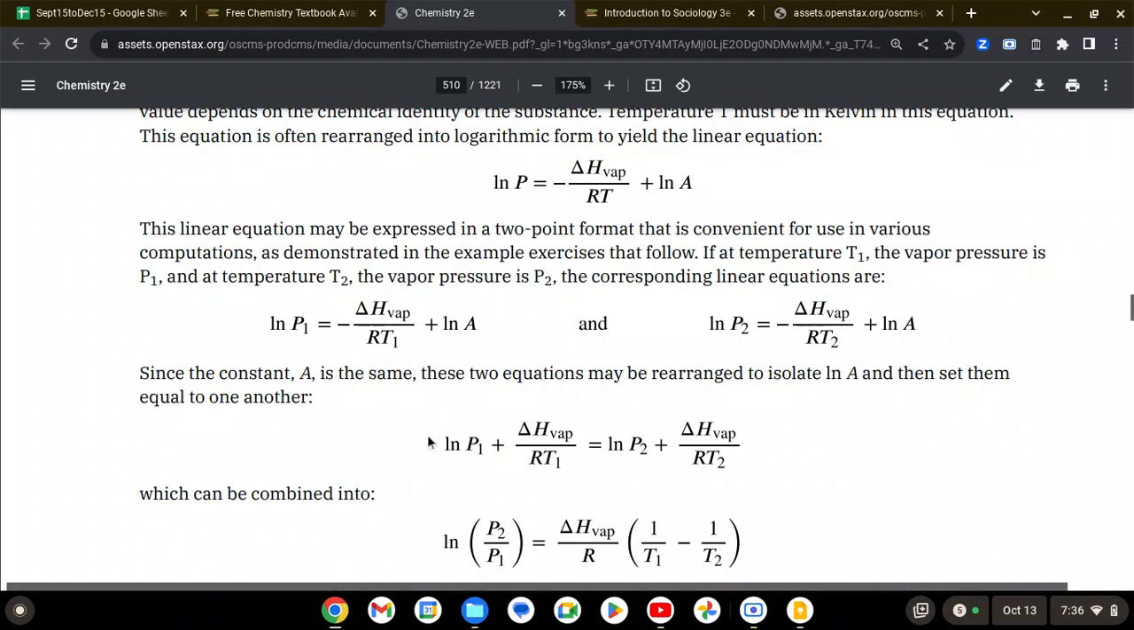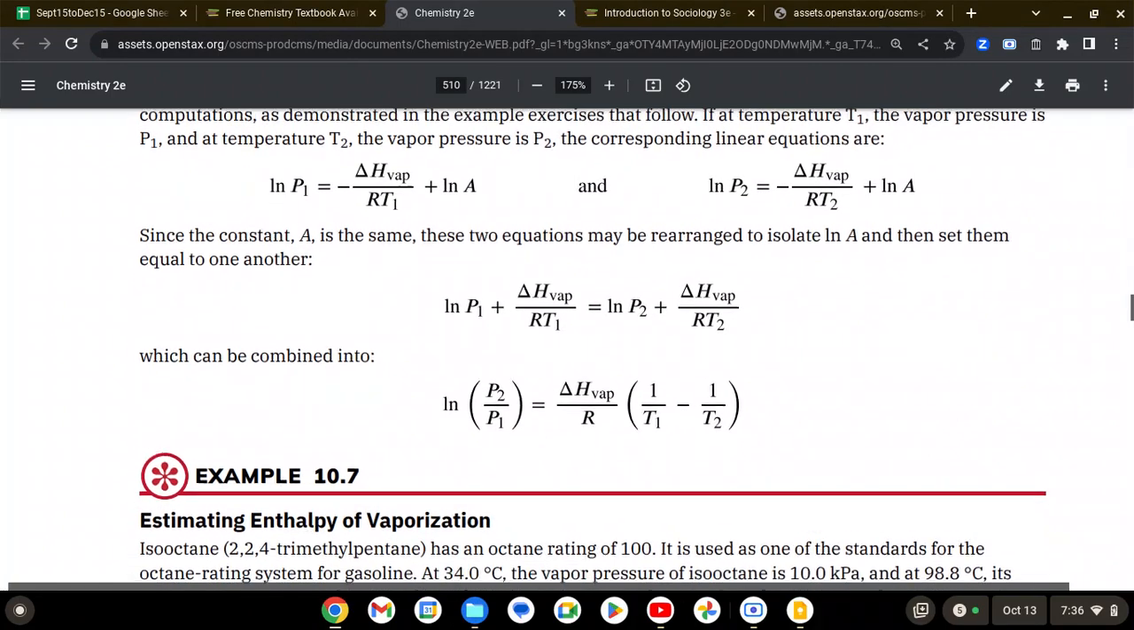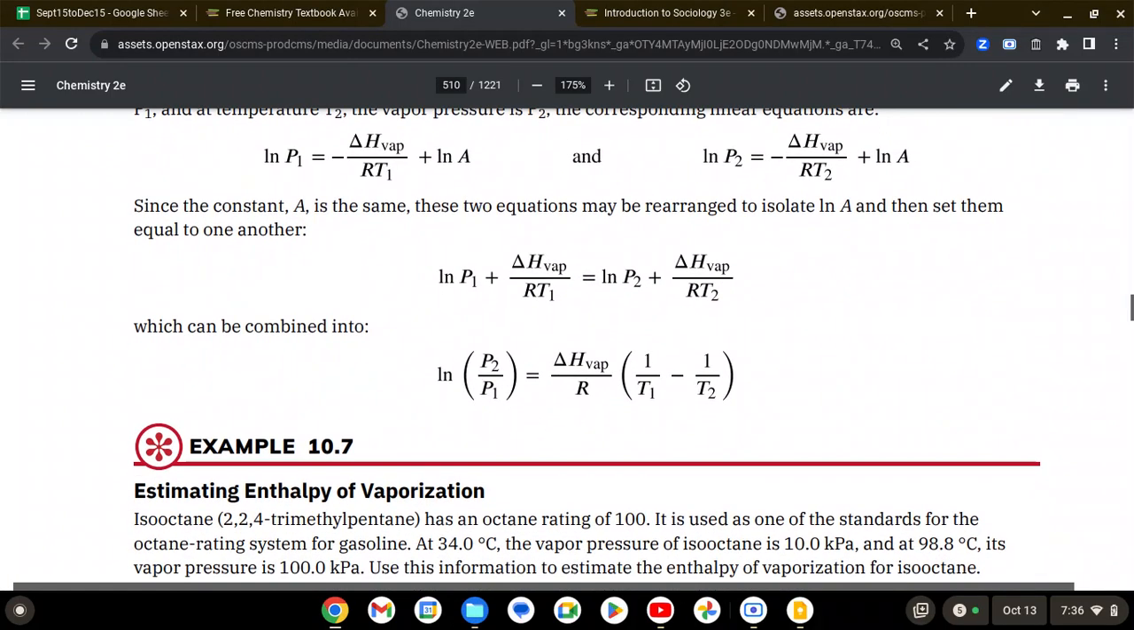Since the constant A is the same, these two equations may be rearranged to isolate ln A and then set them equal to one another. So then you get this equation here, natural log of P2 over P1 equals delta H vap over R, and then the temperature conditions. So that's like saying the natural log of Y2 over Y1 equals negative M, and then, because the slope should be the same, what this is saying is, let's write this down.